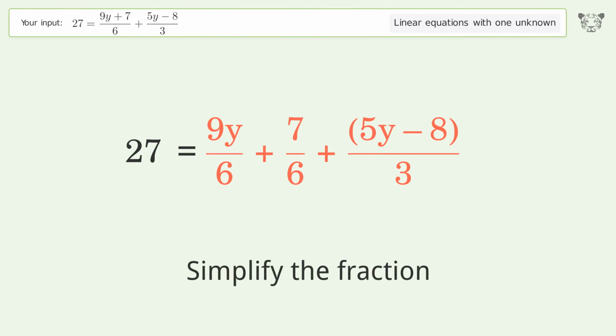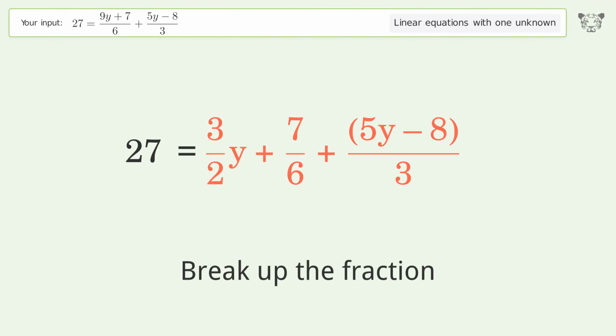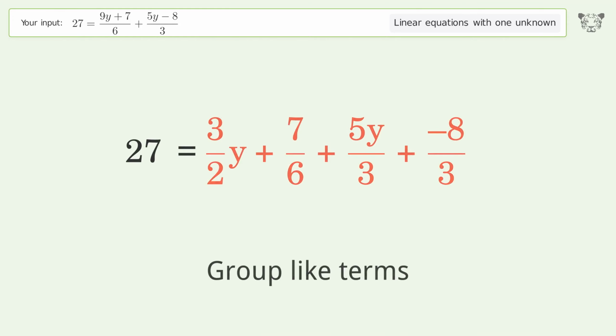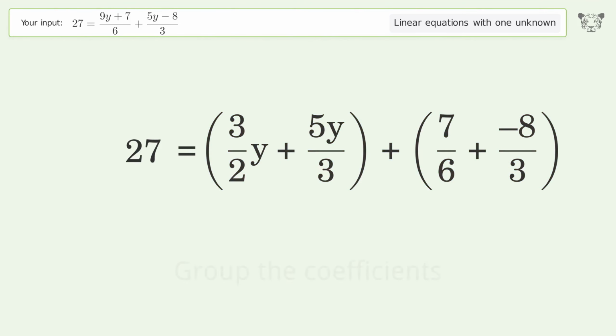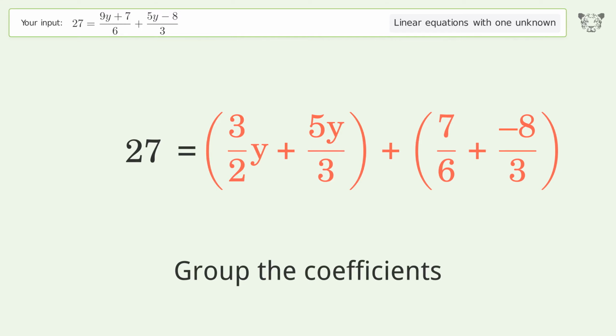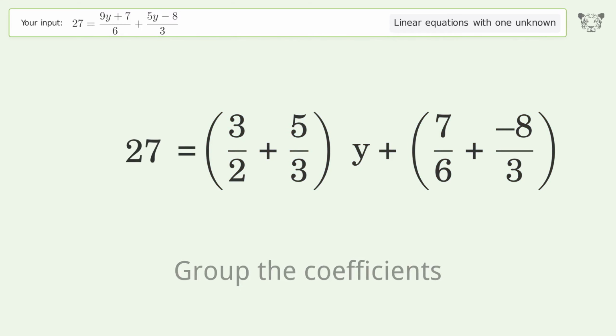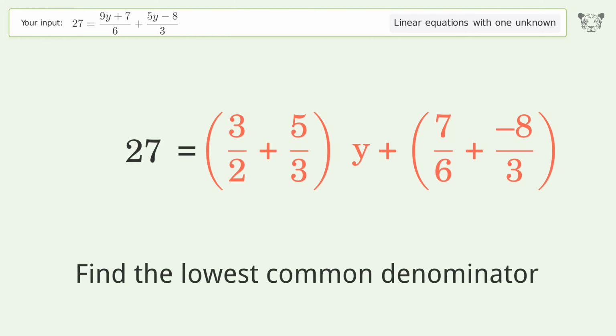Simplify the fraction. Break up the fraction. Group like terms. Group the coefficients. Find the lowest common denominator.